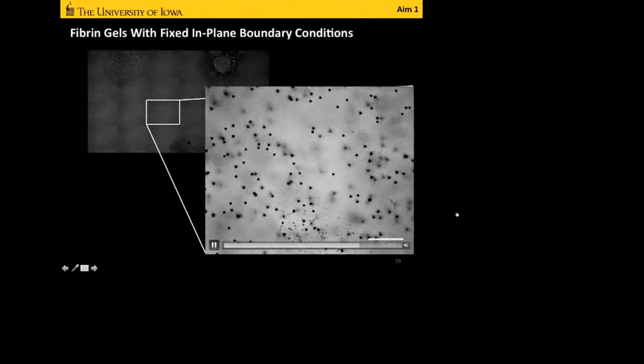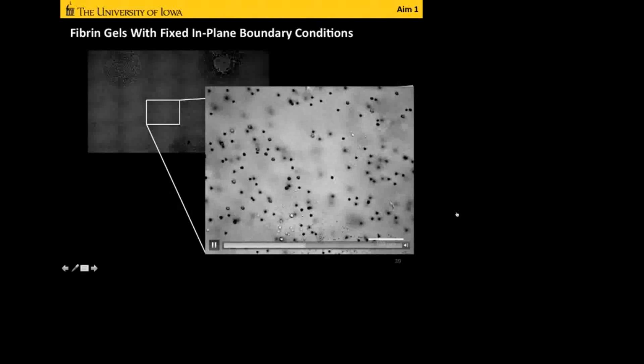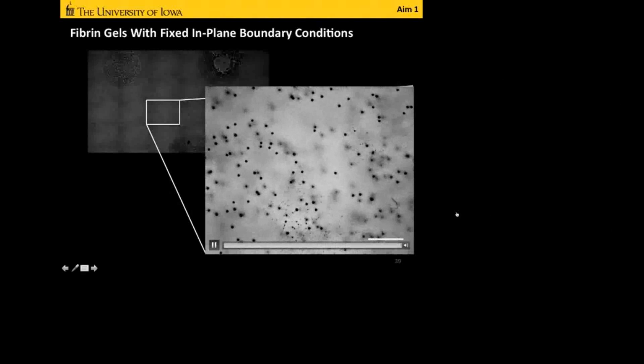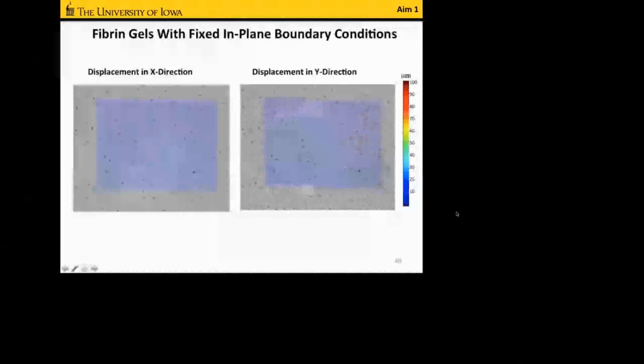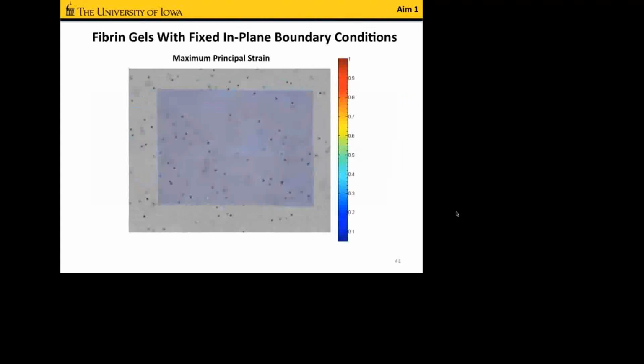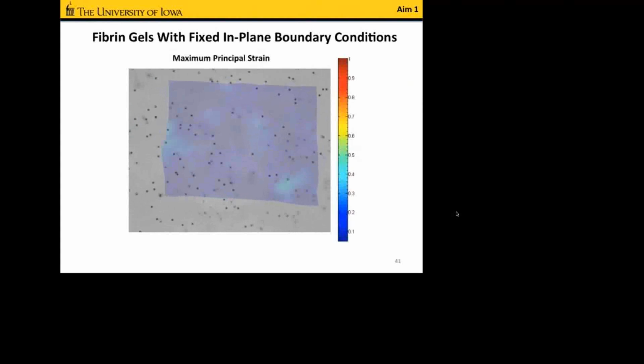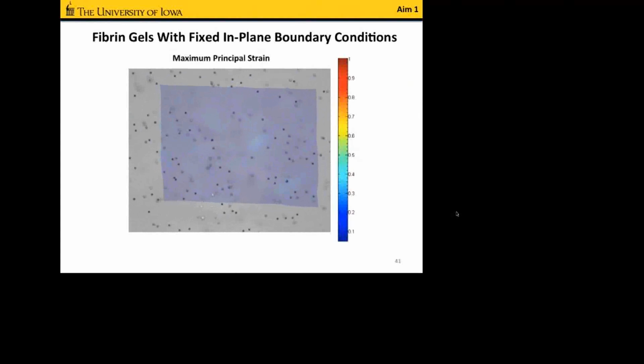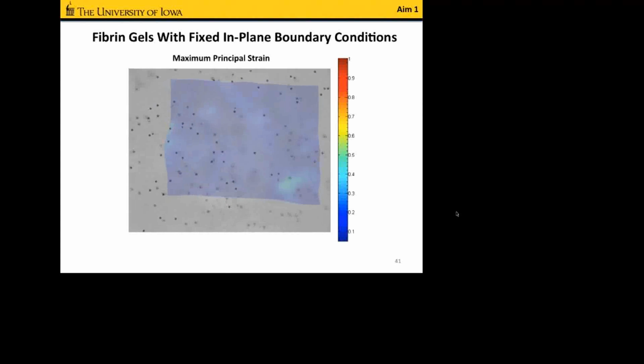And then we have some image processing algorithms that we use that allow us to determine the displacement fields in the X and the Y direction, which we can then convert into something like maximum principal strain. And so this is showing what's happening in the fixed in-plane boundary condition experiment. This is the same experiment with the free in-plane boundaries.